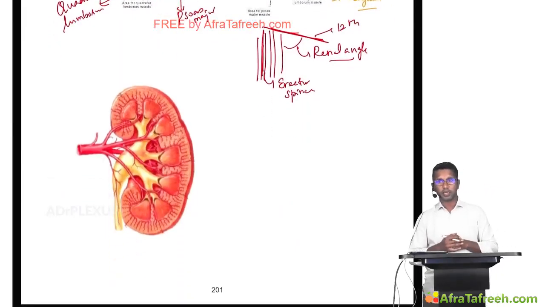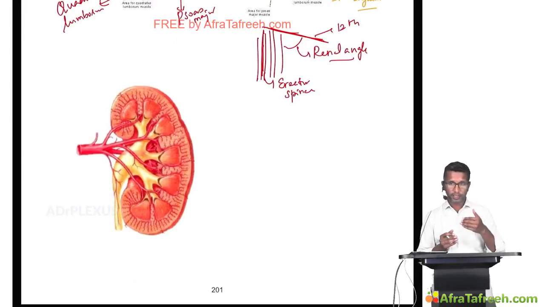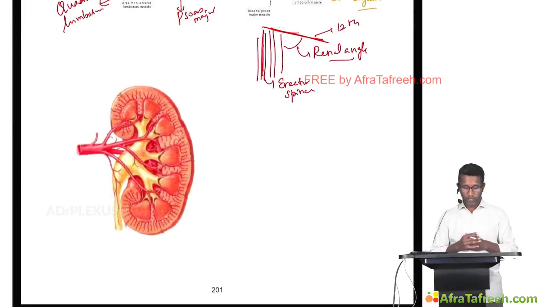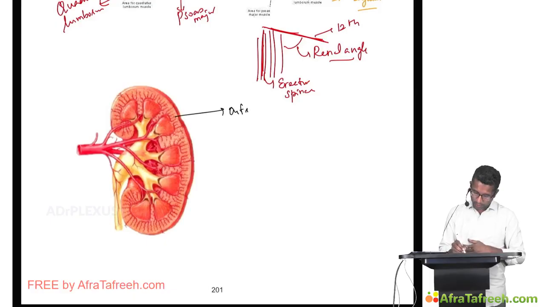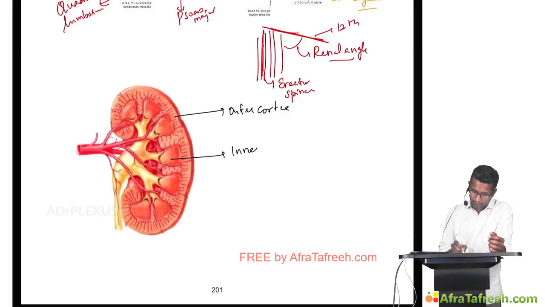Now what is the internal architecture of the kidney? See, when you cut the kidney and look inside, you see the following structures. The kidney has an outer cortex, and the inner one is called the inner medulla.